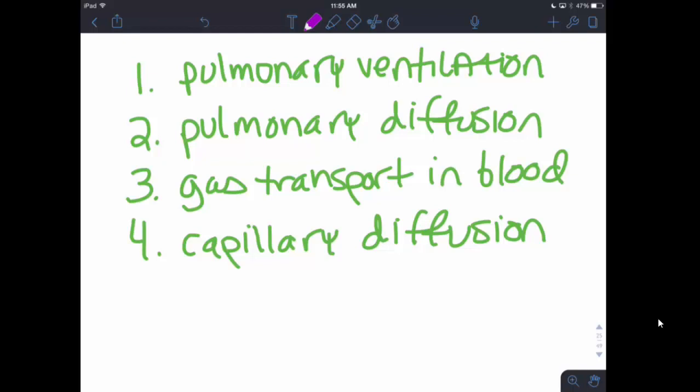Okay, so far we're talking about the respiratory system, and I told you at the beginning of this chapter that we would be talking about 4 different processes. So far we've talked about pulmonary ventilation, and this is just bringing air in and out of the lungs. The next thing we're going to talk about is pulmonary diffusion, and this is the movement of gases from the lungs into the blood and from the blood into the lungs.